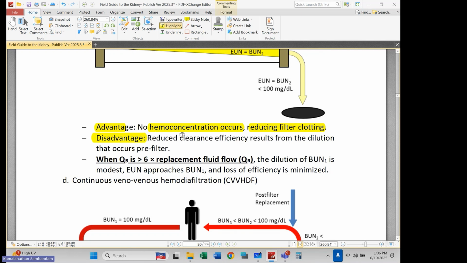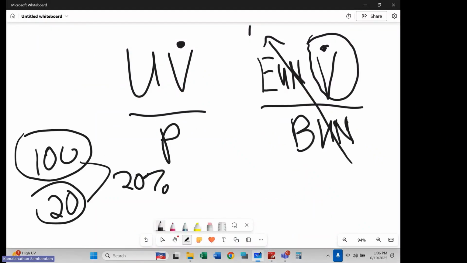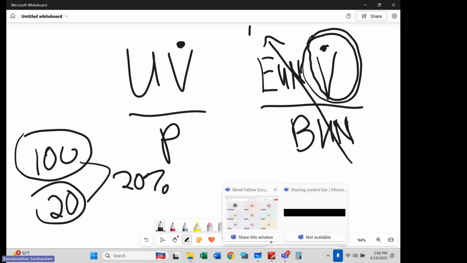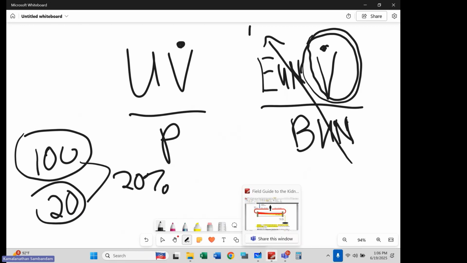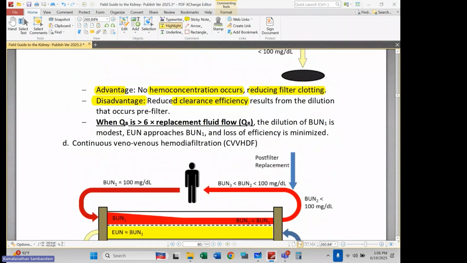Again, the disadvantage is the reduction in efficiency of clearance. Why? EUN to BUN ratio is no longer 1, right? That dilution step makes EUN to BUN something less than 1, right? And so my clearance is going to be a proportion of my replacement fluid flow rate. No longer is it going to be identical to my replacement fluid flow rate. That's the mathematical representation of this loss of efficiency. EUN to BUN ratio drops below 1 in pre-filter mode.